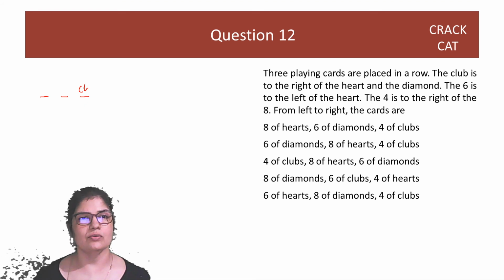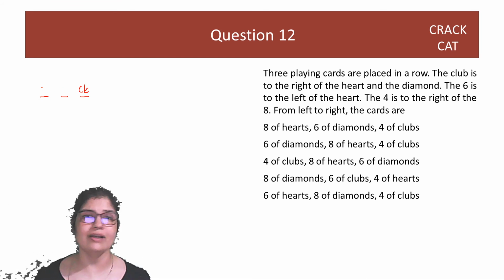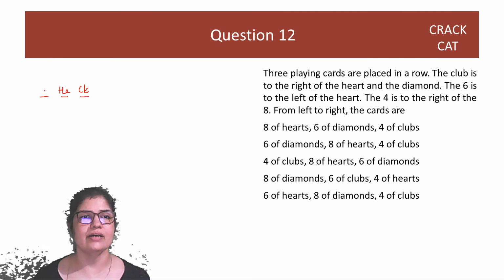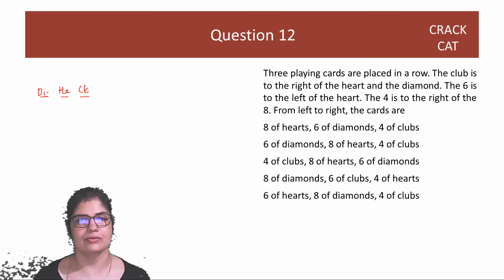Okay? Now, here there is a club, and there is something to the left of heart, so heart cannot be here because then nothing is to the left of heart. So heart must be here and diamond is hence here. Now 6 is to the left of the heart, so 6 must be here. And 4 is to the right of 8, so 4 is here and 8 is here.